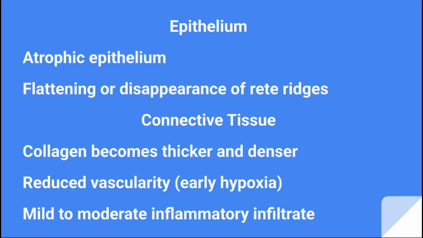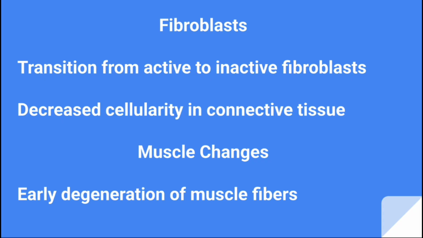Then vascularity has been reduced, and mild to moderate inflammatory infiltrations you can see in the connective tissue. Then fibroblast, what you can see is active to inactive fibroblasts. Cellularity is decreased in connective tissue. What are the muscle changes you can see? Early degeneration of muscle fibers, you can see early degeneration of muscle fibers.